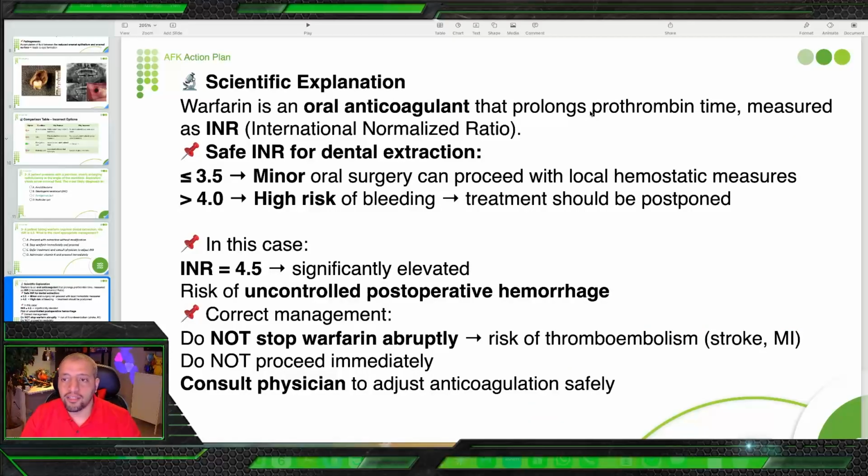So this is an oral anticoagulant, prolonged thrombin time. A patient who is receiving warfarin is not taking it for fun. His medical doctor is giving him warfarin because he has the risk of thromboembolism, stroke, CVA, maybe myocardial infarction. So the medical doctor gives him this medication to make his blood watery. Yes, you heard it correctly.